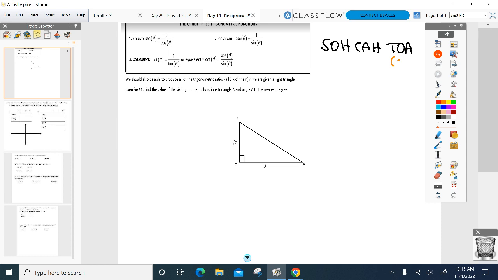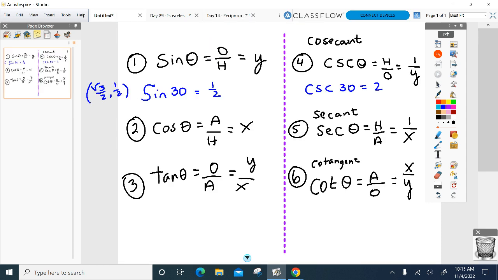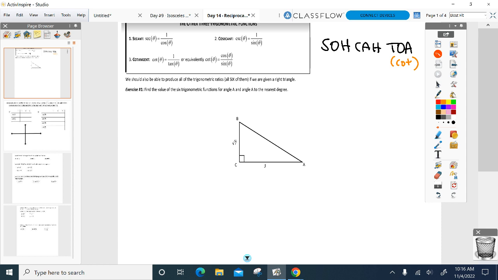Cotangent, right? So right underneath, I'm just going to put COT in parentheses, just to remind myself that cotangent is related to tangent. Okay, now here's where the mix-up could come in, and I'm going to try to eliminate that by giving you a little trick. What was cosine related to? Secant, right? So underneath cosine, I'm going to write secant.